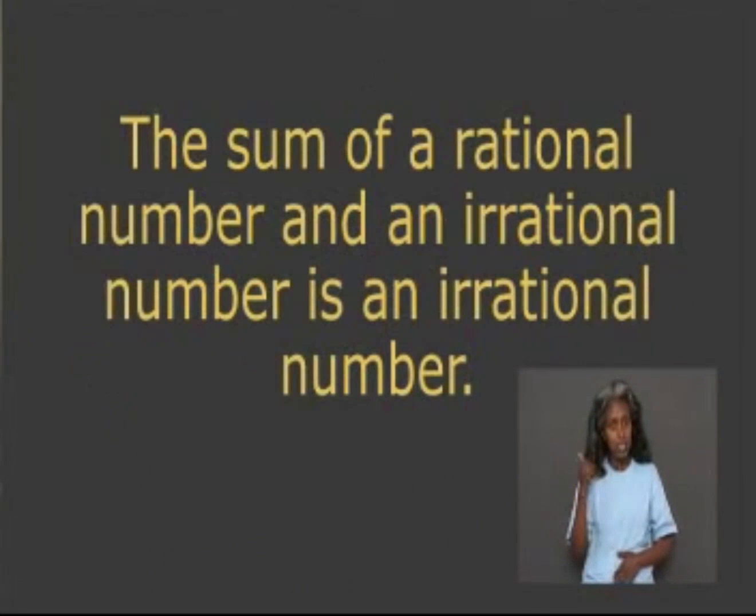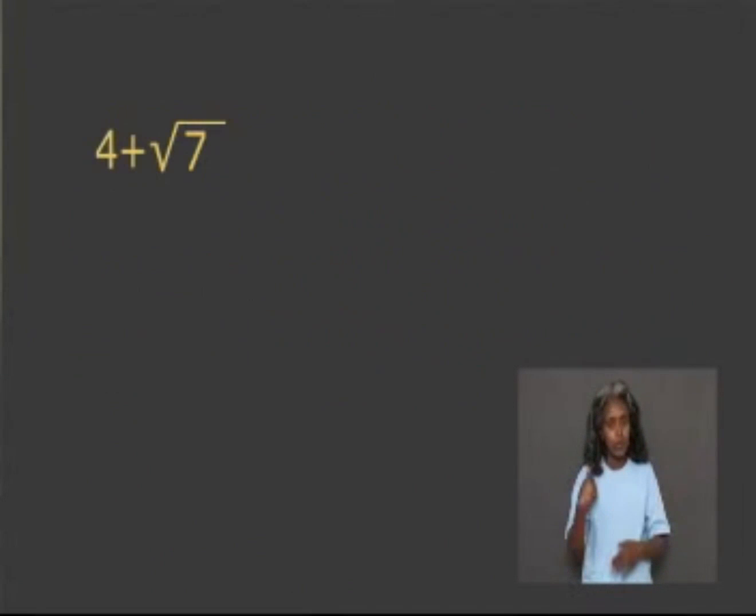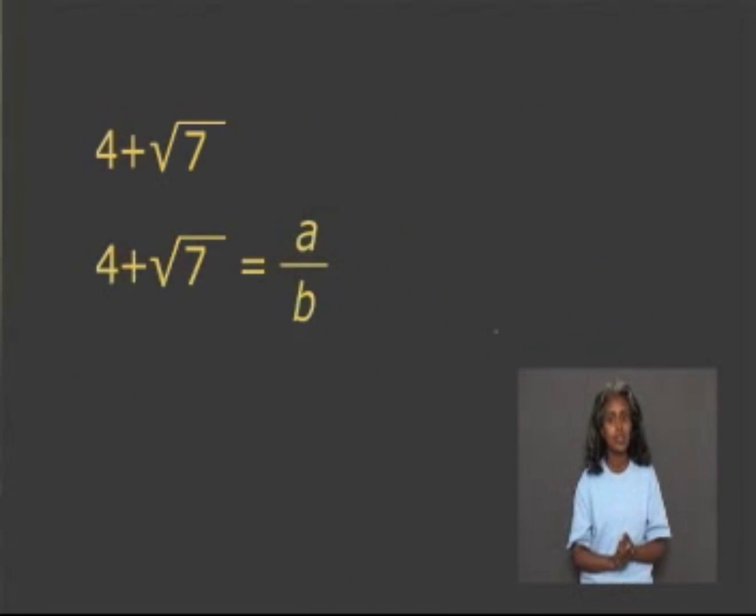Another rule to remember is that the sum of a rational number and an irrational number is an irrational number. To prove this rule, we will use 4 plus the root of 7. If we assume that this is rational, then we must be able to express it in the form of a over b.